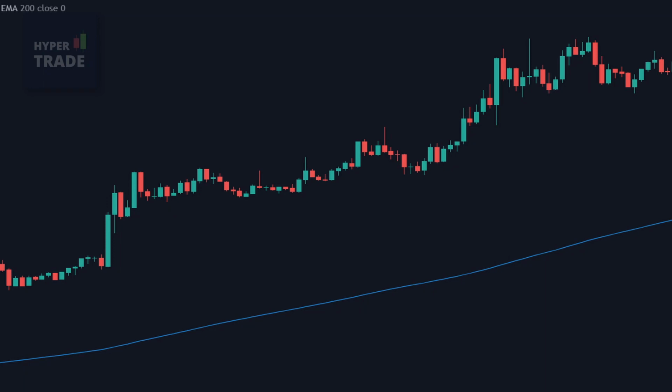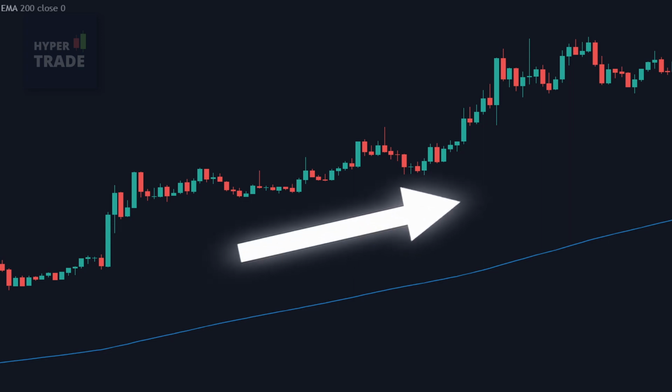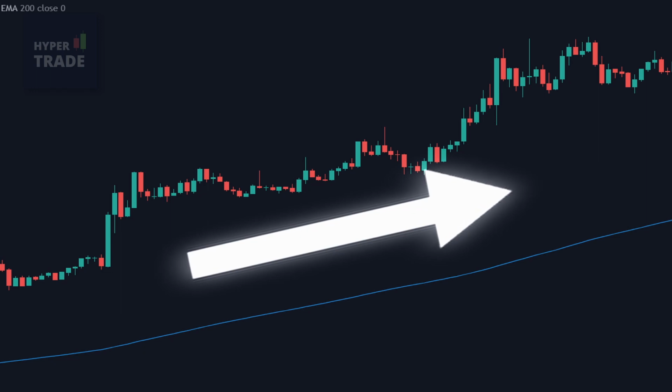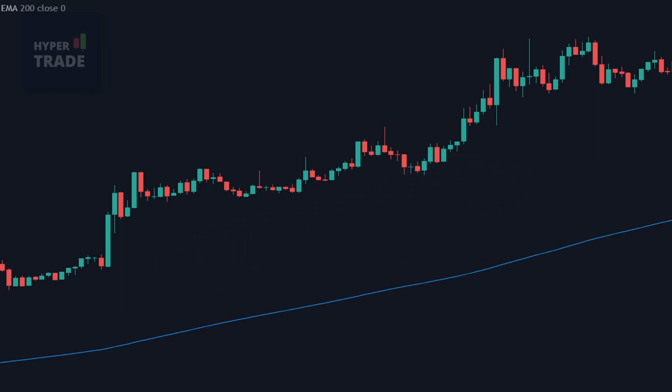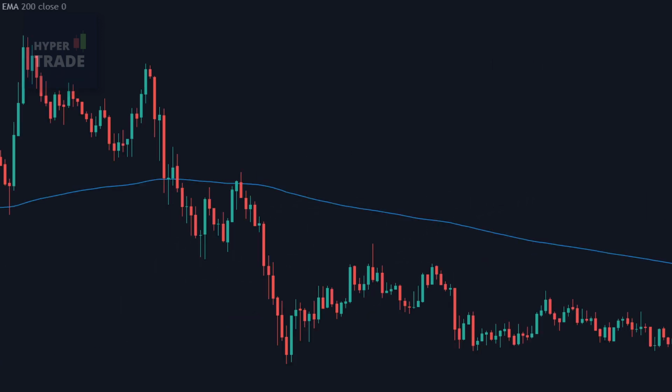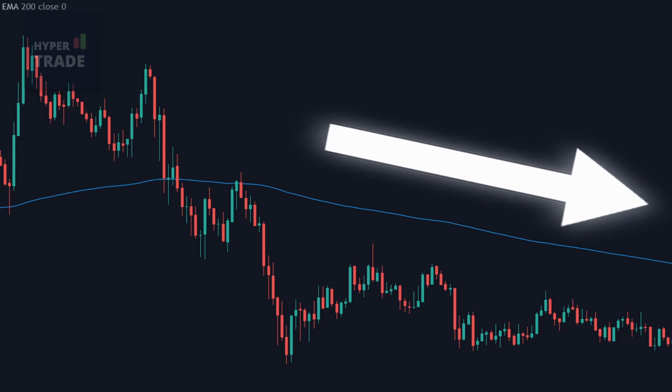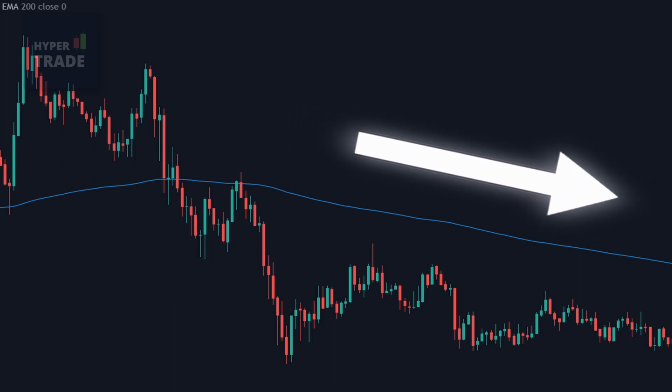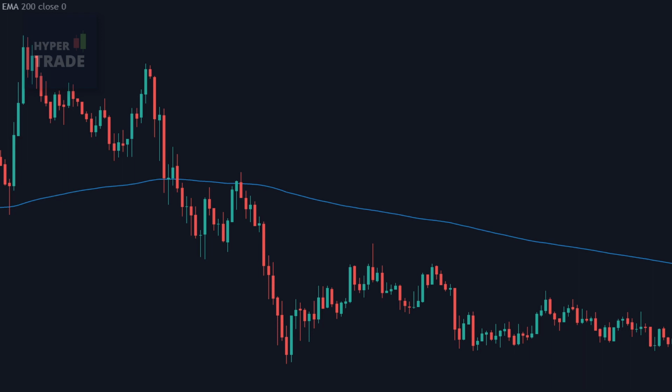As you can see, this 200 EMA works as our main trend indicator. Using this indicator is simple. If the price is above this line, it means the market is in an uptrend. When the market is in an uptrend, we should only enter a buy or long trade. But when the price is below this line, that means the market is in a downtrend. When the price is in a downtrend, we should only open a sell or short trade entry. This 200 EMA works as our main trend indicator to filter out bad trades.